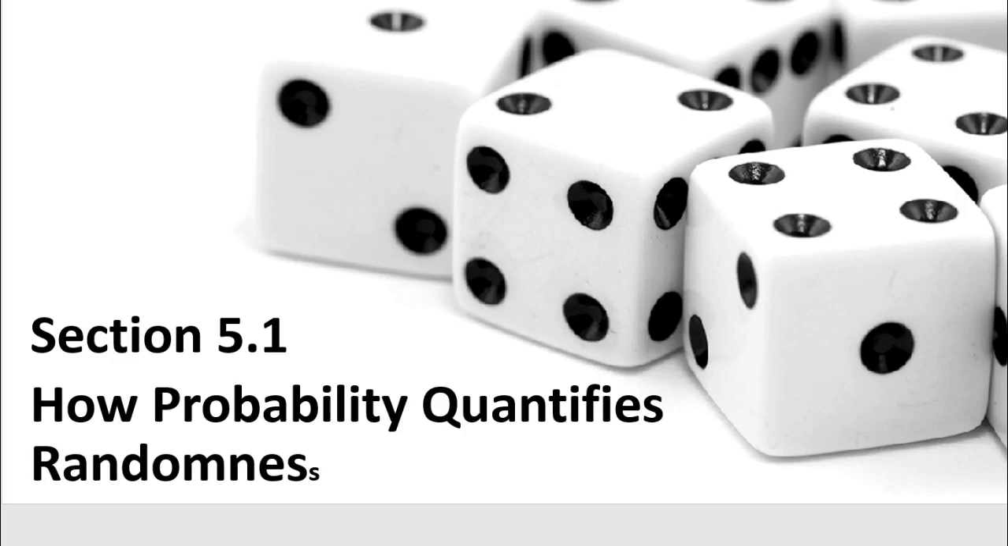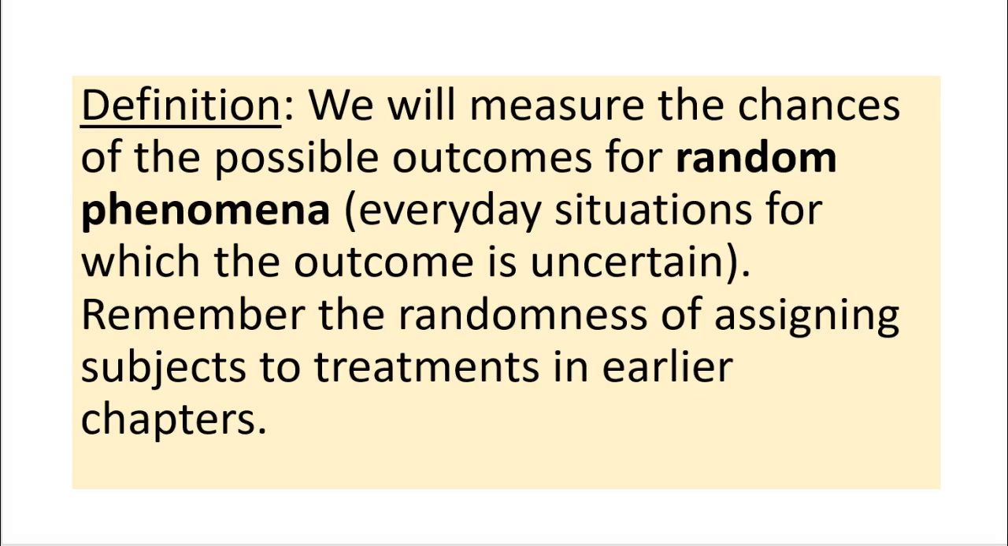Section 5.1, How Probability Quantifies Randomness. Definition. We will measure the chances of the possible outcomes for random phenomenon, everyday situations for which the outcome is uncertain. Remember the randomness of assigning subjects to treatments in earlier chapters.